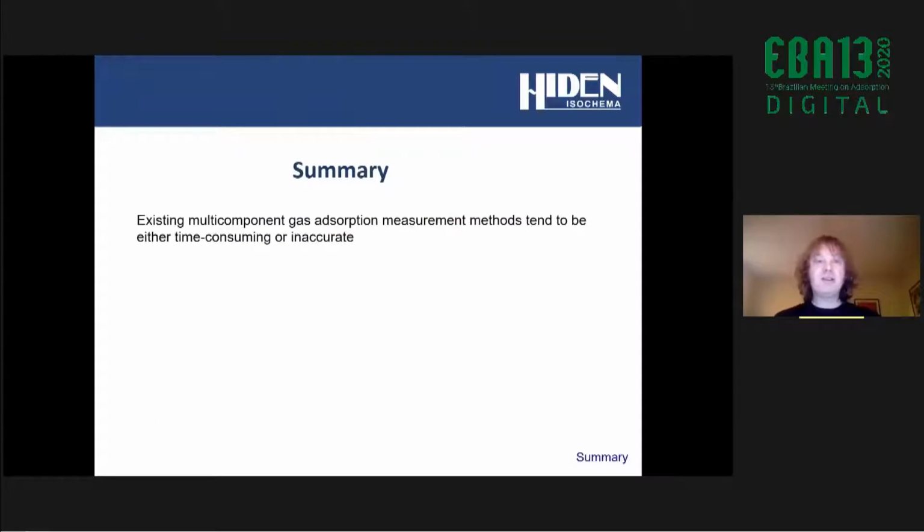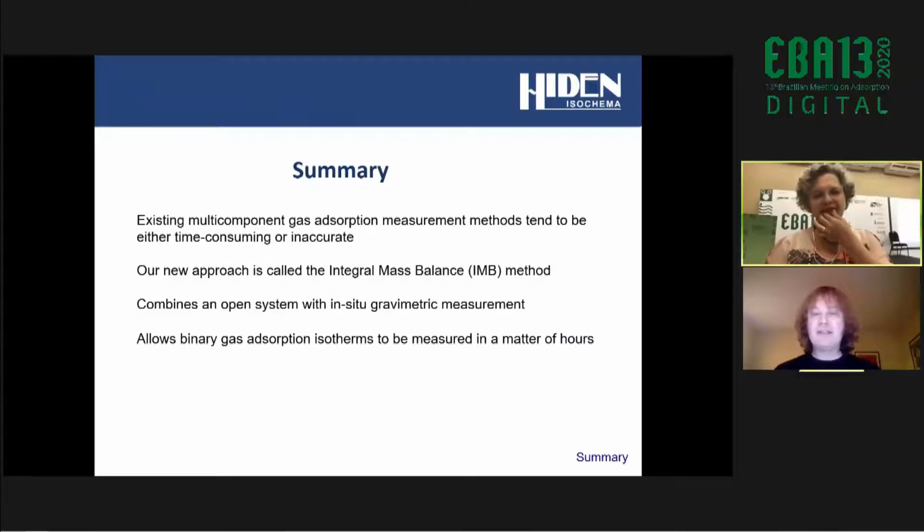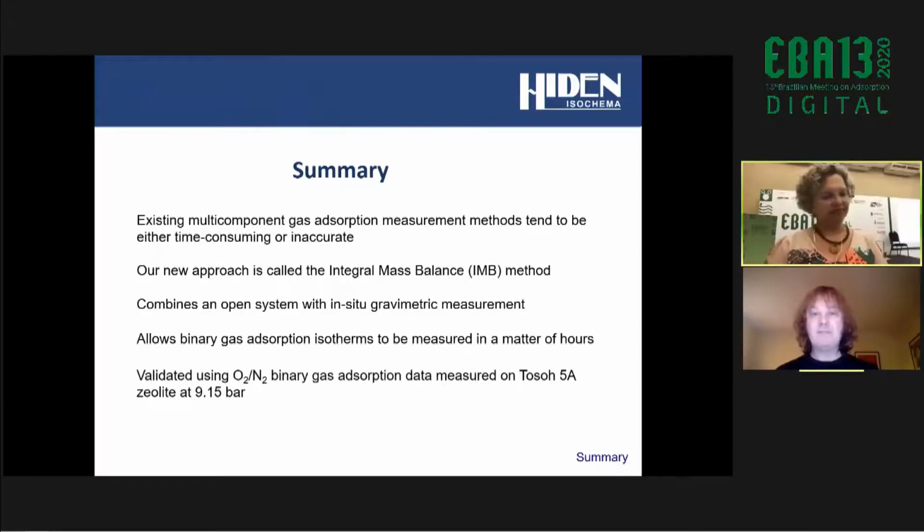And with that, I'll summarize. So existing multi-component gas adsorption measurement methods tend to be either time-consuming or inaccurate. So we've developed a new approach, which is called the integral mass balance, or IMB method. And this combines an open volumetric system with in situ gravimetric measurement using a microbalance. This has allowed us to measure binary gas adsorption isotherms in a matter of only hours. And we've used existing oxygen and nitrogen binary gas adsorption data on a 5A zeolite to validate the method.